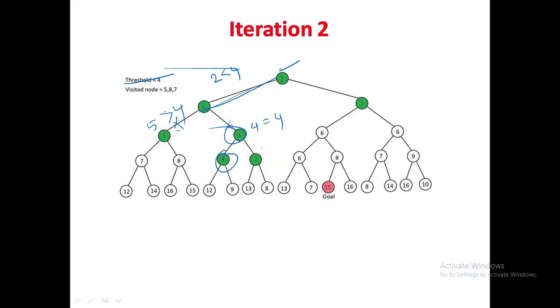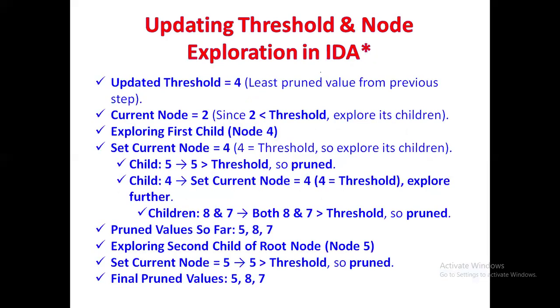The children are 8 and 7. 8 is greater than 4 and 7 is also greater than 4, so these two are pruned in this iteration. Next, the second child of the root node, 5, is explored but pruned as it exceeds the value 4. So at this iteration the pruned values are 5, 8 and 7. Going into the next iteration, among these we have to select 5 as the threshold.